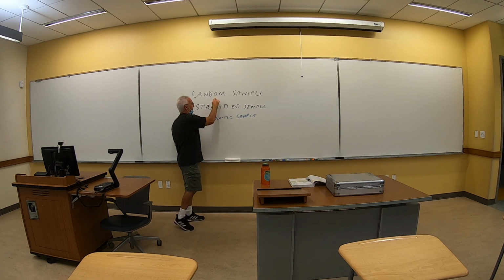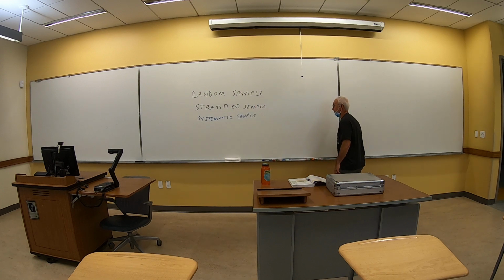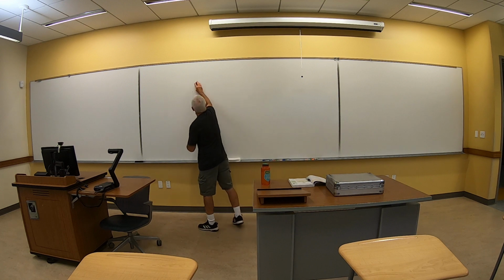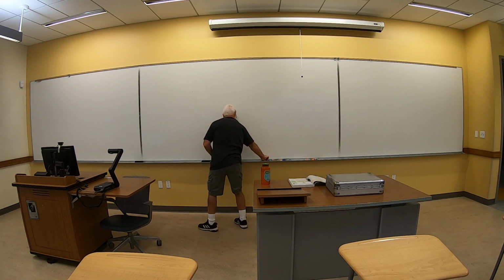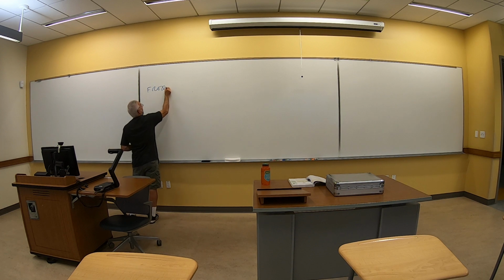So these are the 3 basic types of samplings that we typically look at. And those are the only ones we're considering. Now we're going to move on, start doing something numerical. Okay? So I'm going to talk about, this is the next chapter, something called a frequency distribution.